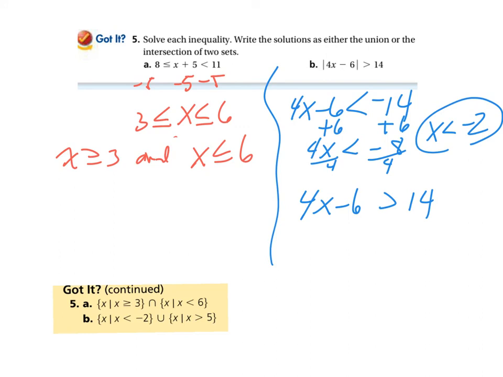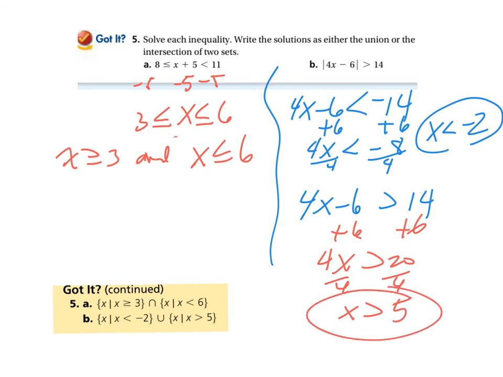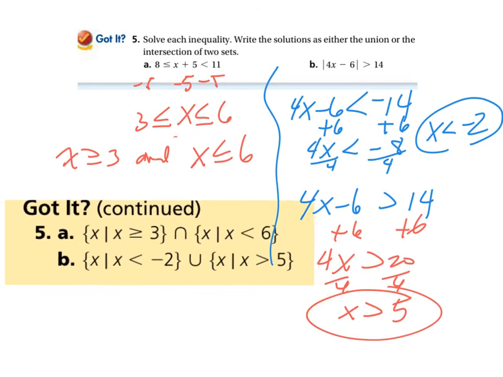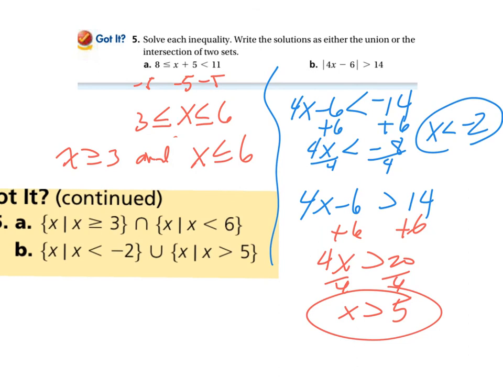And over here, we go ahead and add our 6 again. And 4x is greater than 20. Divide the 4, and x is greater than 5. So, obviously, these two don't have an overlap, right? Because you're less than negative 2 and you're greater than 5, so that's going to be the union piece. So if we wrote that out in set builder notation, we have x such that x is less than negative 2, or x such that x is greater than 5. Got a union there.